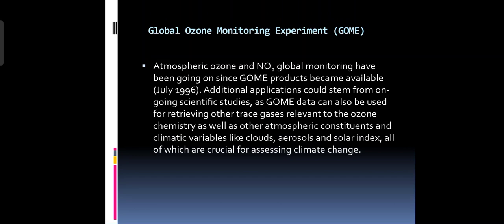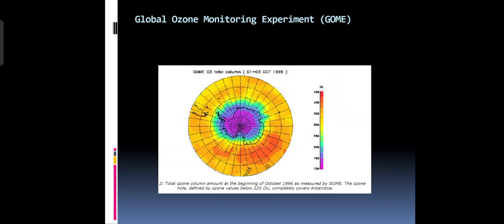GOME's data can also be used for retrieving other trace gases relevant to the ozone chemistry, as well as atmospheric constituents and climate variables like clouds, aerosols, and soil index, all of which are crucial for assessing climate change. This is the GOME experiment result of the ozone cover of the region above Antarctica. We can see that the ozone density has been mapped in Dobson units.